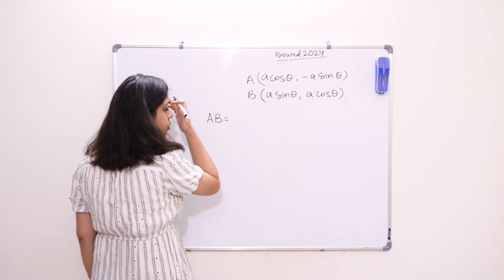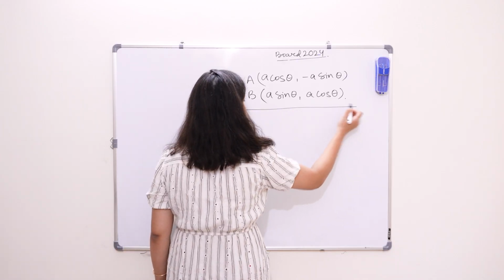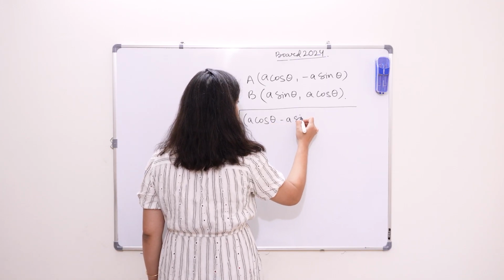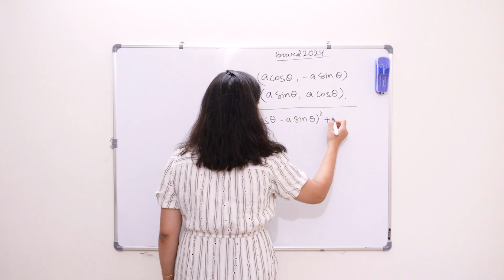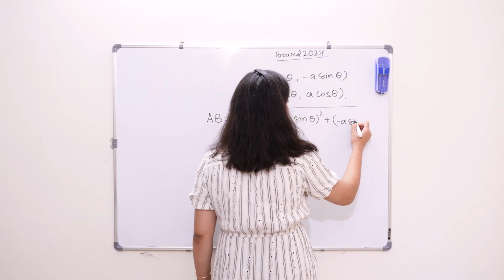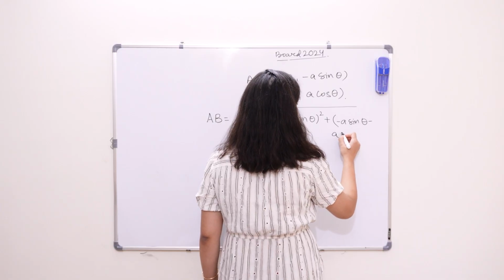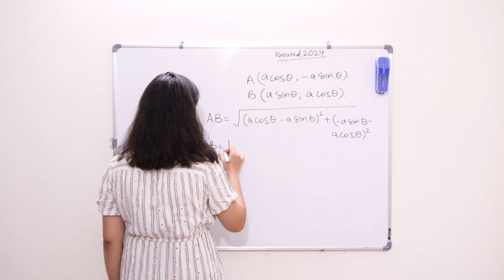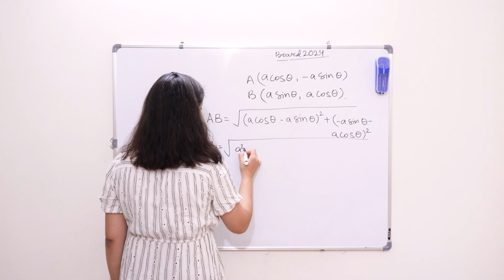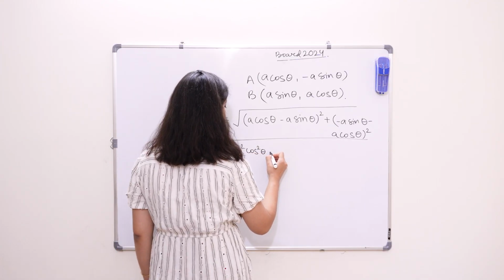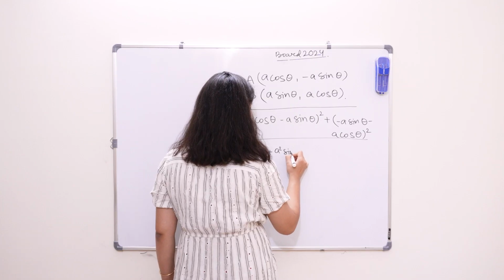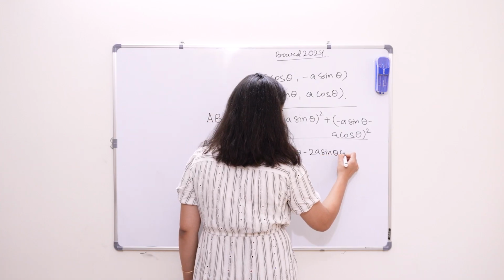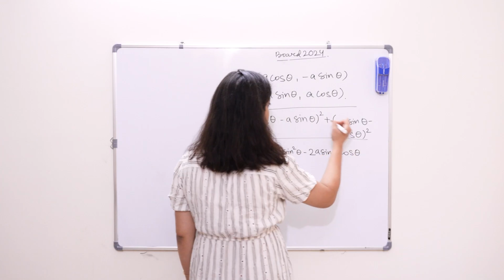AB is equal to under root of (a cos theta minus a sin theta) whole square plus (minus a sin theta minus a cos theta) whole square, which will become AB is equal to a square cos square theta plus a square sin square theta minus 2a sin theta cos theta. Right? Moving on to the next part.